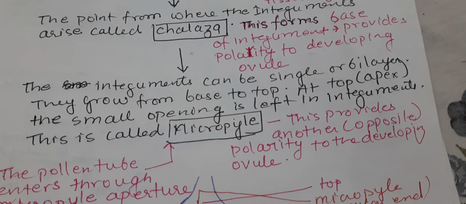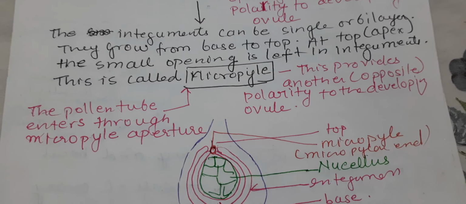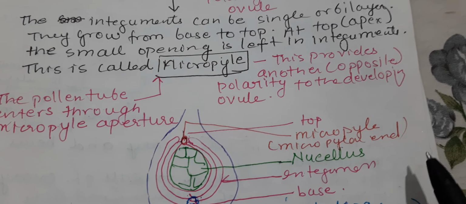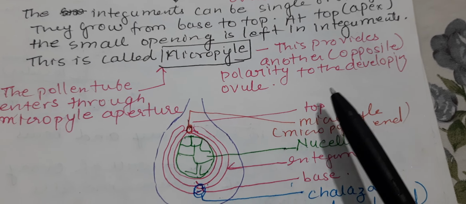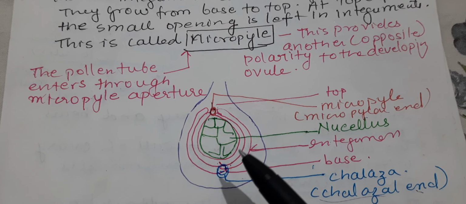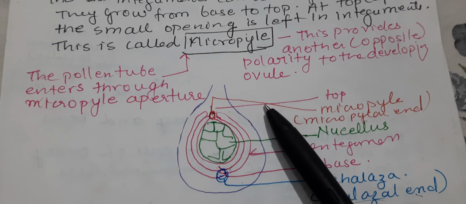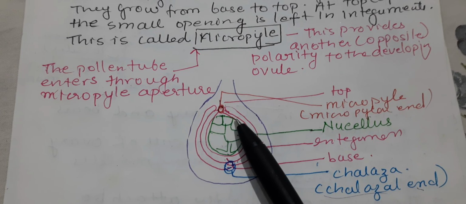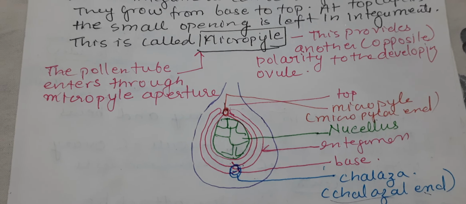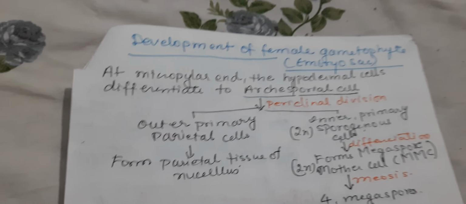The integument can be single or bilayer. They grow from the base to top. At the top, a small opening is left in the integument, and this is called micropyle. So this provides another, you can say, opposite polarity to the developing ovule. So we can say ovule has two polarities, one is its chalazal end, and one is its micropylar end. So usually the pollen tube enters through the micropylar aperture in most of the cases, but not in all the cases. So now we will see the development of female gametophyte, that is the embryo sac.